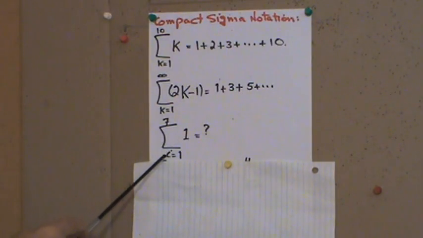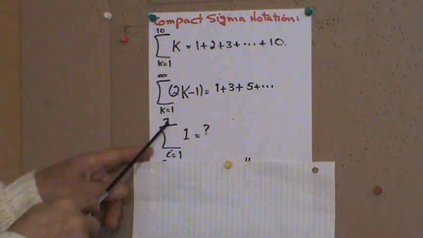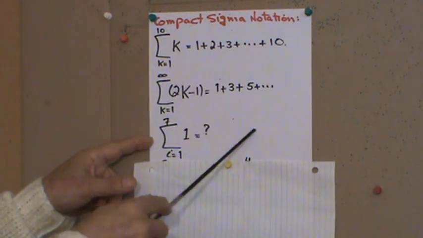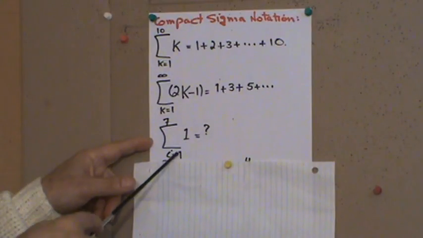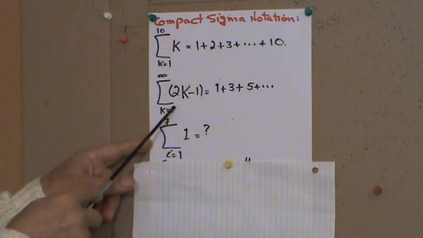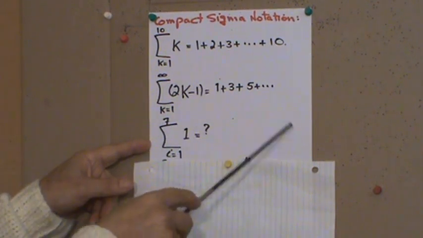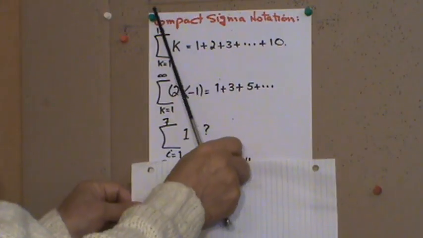Now here, i equals 1 to 7, but notice that there is no i in the expression. So what will be the summation here? So i is going to increase from 1 inclusive to 7. It starts from 1 and ends at 7, and what will we get here? I leave that one for you to do.